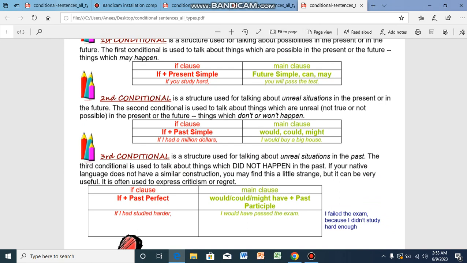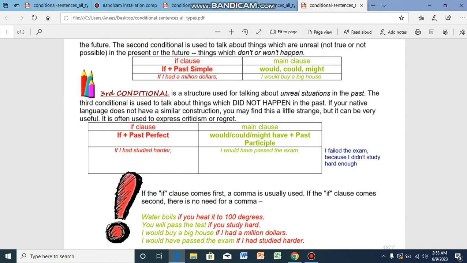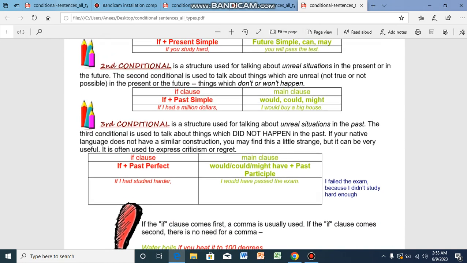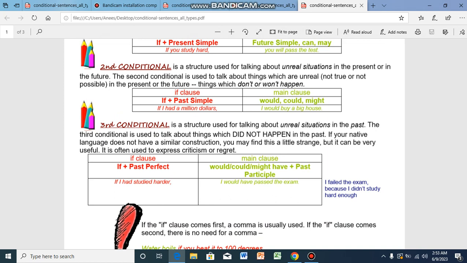The next example is, if I won the lottery, I would go to Mars. Both situations are unreal. Then we have the structure. The structure of the second conditional is that in the if clause we use the past simple tense. In the main clause we use would, could, might. In other words, we call them the modals, right?